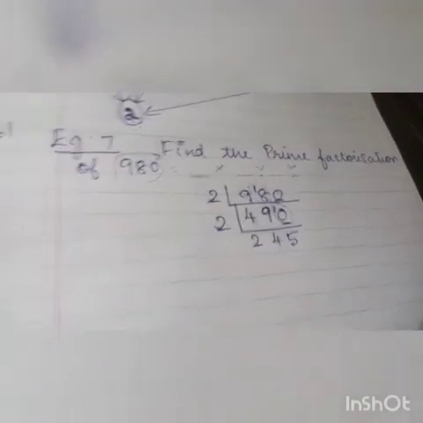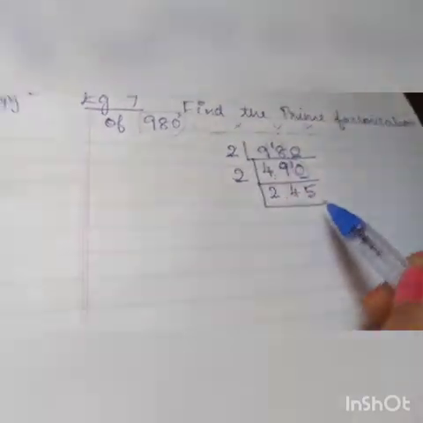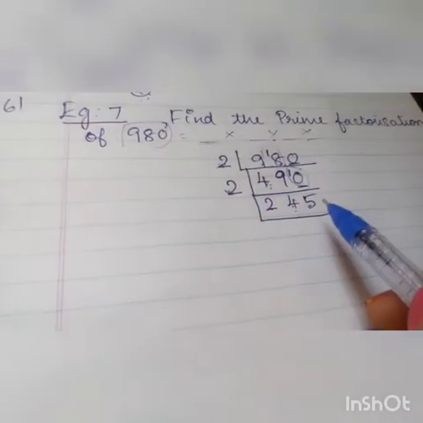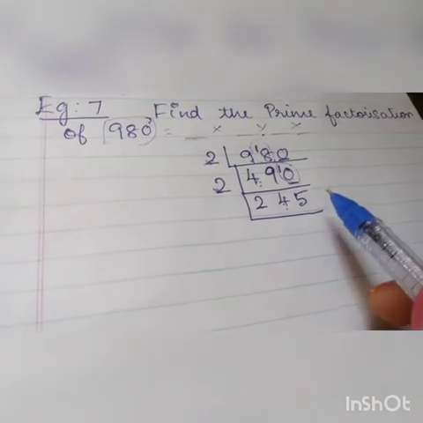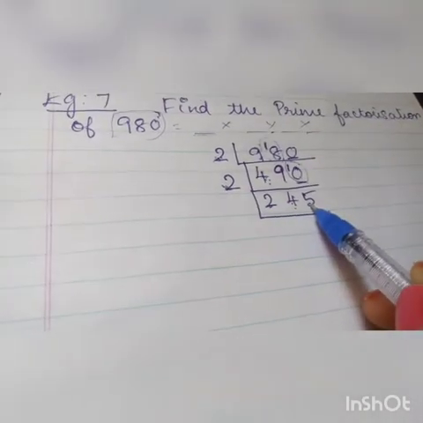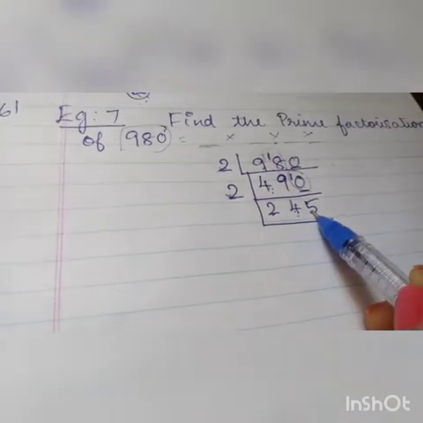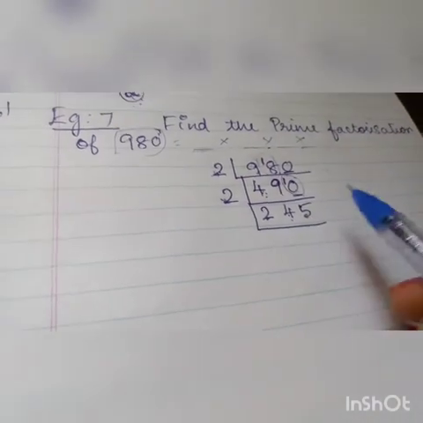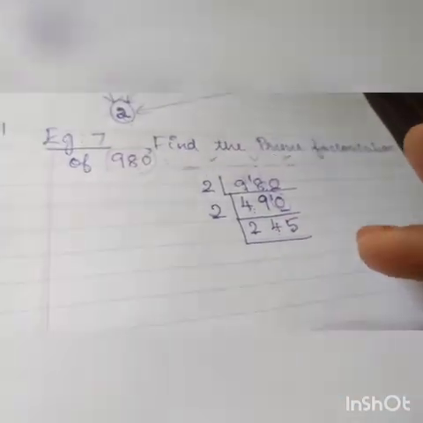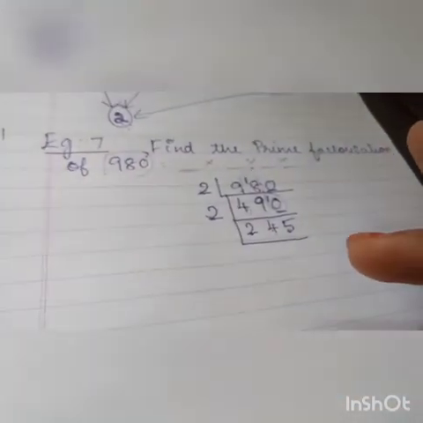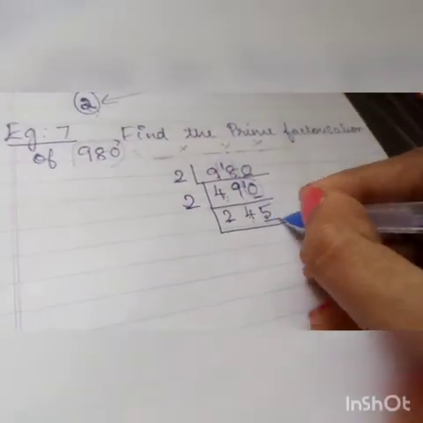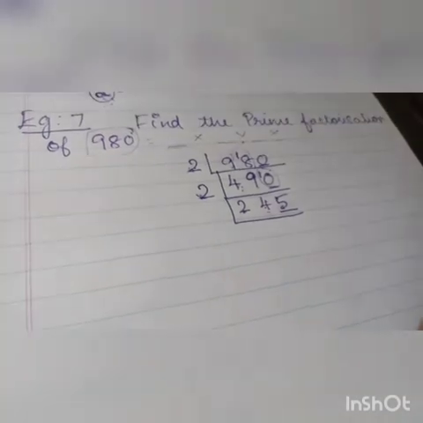Next, can we divide by 2? No, because our last unit digit is not an even number. Next, can we use the third table? 2 plus 4 is 6, 6 plus 5 is 11. No, it is not a multiple of 3, so you can't use the third table. Next, the fifth table. After 2 and 3, prime numbers, you can go to 5. You should not use 4, children, because 4 is not a prime number. You should only use prime numbers here. Fifth table, yes, the last digit 5 is coming.